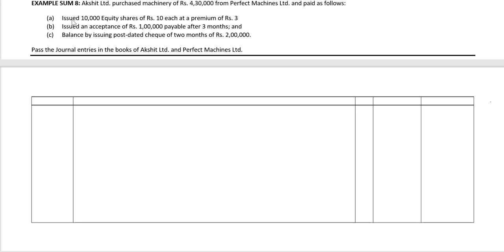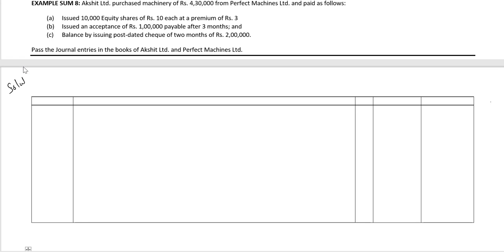Example sum 8. Akshit Limited purchased machinery of rupees 4,30,000 from Perfect Machines Limited and paid as follows. A. Issued 10,000 equity shares of rupees 10 each at a premium of rupees 3. B. Issued an acceptance of rupees 1 lakh payable after 3 months. And C. Balanced by issuing a post-dated check of 2 months of rupees 2 lakh. Pass the journal entries in the books of Akshit Limited and Perfect Machines Limited.